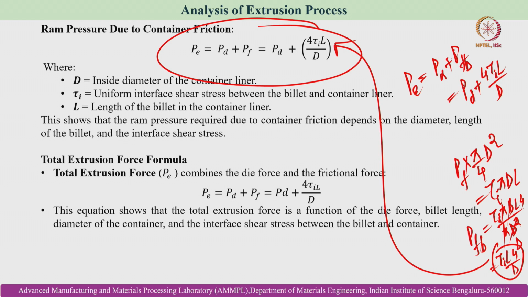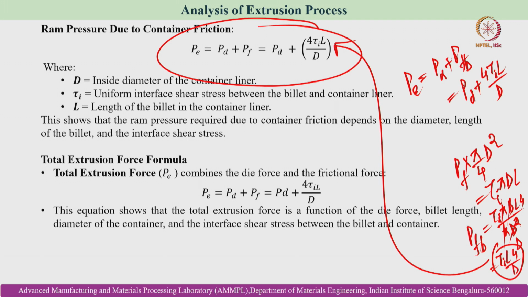Here d is the inside diameter of the container liner, tau I is the uniform interface shear stress between the billet and the container liner, and L is the length of the billet in the container liner. So, this shows that the ram pressure required due to container friction depends on the diameter, the length of the billet and the interface shear stress. So, the total extrusion force P e can be expressed as written above. It is just repeated again over here.